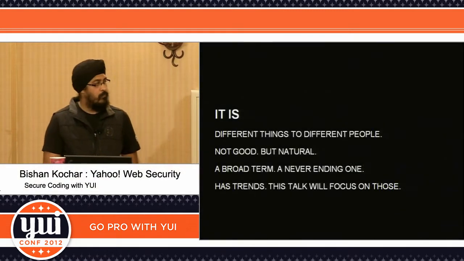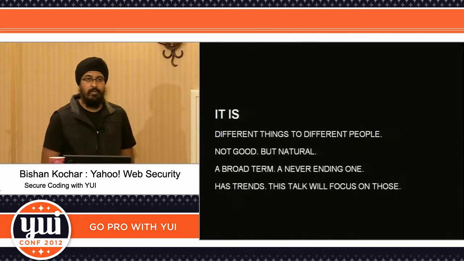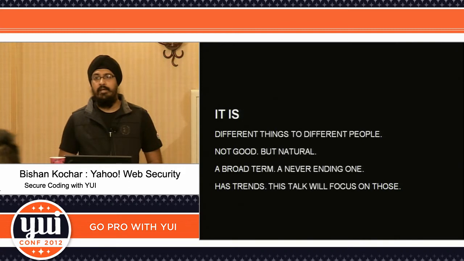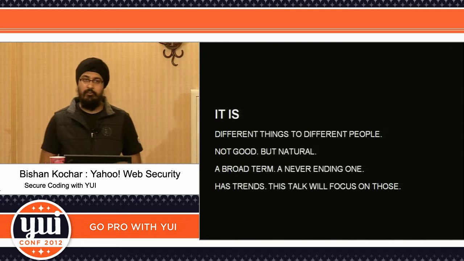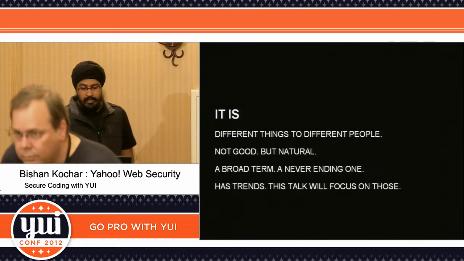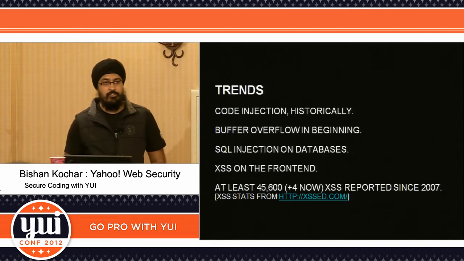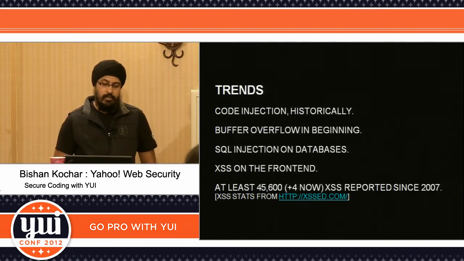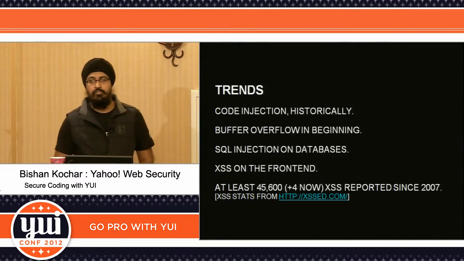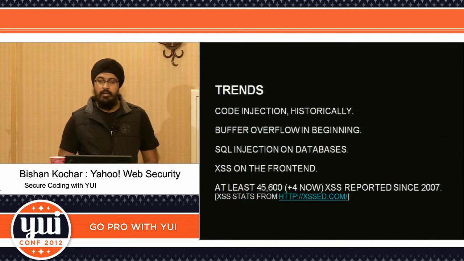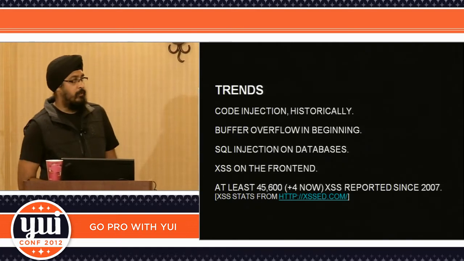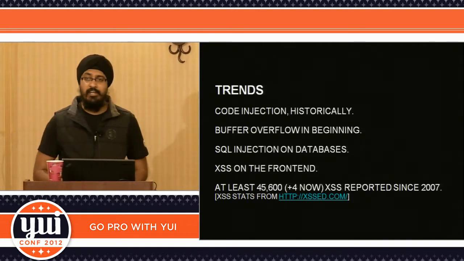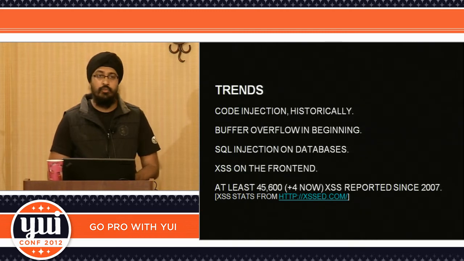OK, so what is secure coding essentially? Everybody has a different interpretation of what secure coding is. It might be X for you, Y for me. However, if you look at history, there are some trends. There have been some things which have been happening. In the software industry, you've had issues of buffer overflows in C++ software, and even the servers that we see today. On the database side, we have had a long history of SQL injection issues.